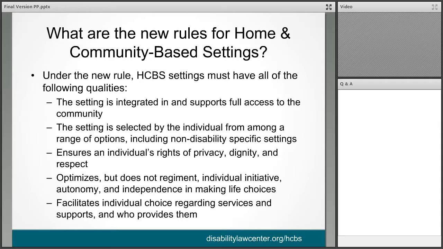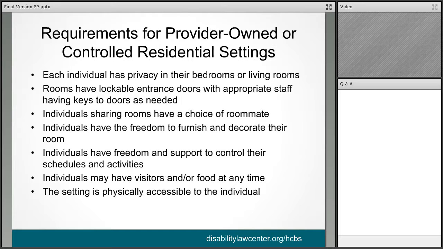So I think kind of the general takeaway from all these requirements is that what these requirements are trying to get at is to ensure that individuals receiving home and community-based services, that their life doesn't look markedly different than anybody else's who's not receiving these services.